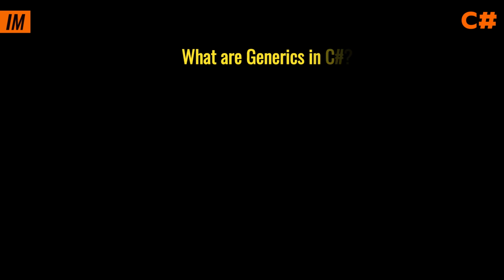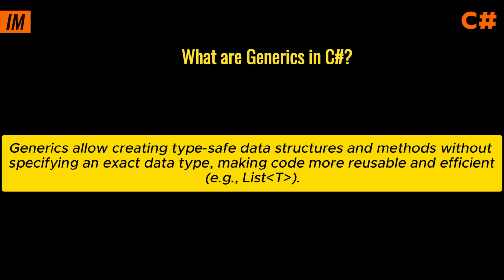What are generics in C#? Generics allow creating type-safe data structures and methods without specifying an exact data type, making code more reusable and efficient, e.g. List<T>.